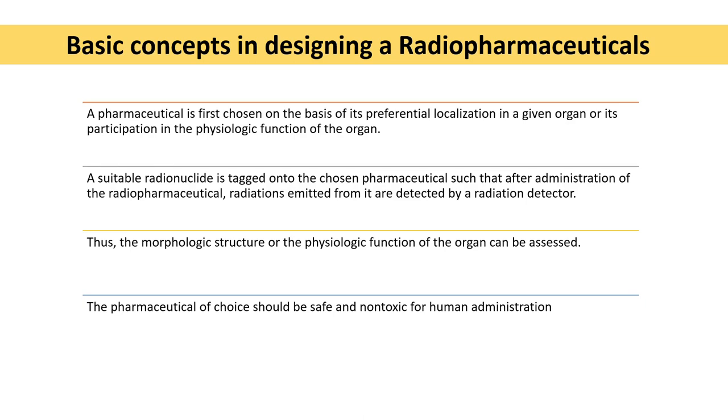Secondly, this pharmaceutical is tagged to a radionuclide such that after administration of the radiopharmaceutical, radiations are emitted from the radiopharmaceutical and detected by the detector, which can be used for imaging, for detection, for counting, or whatever purpose we are interested in. Because of all this designing, choosing a pharmaceutical, choosing a radionuclide, and tagging both of them, and detecting the gamma radiations by detectors, we can assess the morphological structure or the physiological function of the organ.